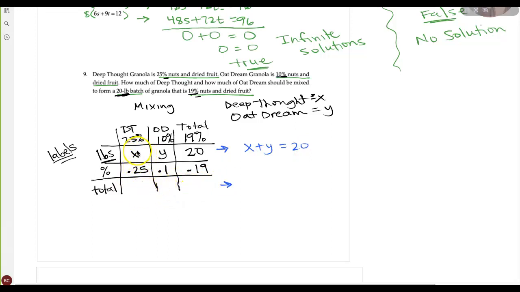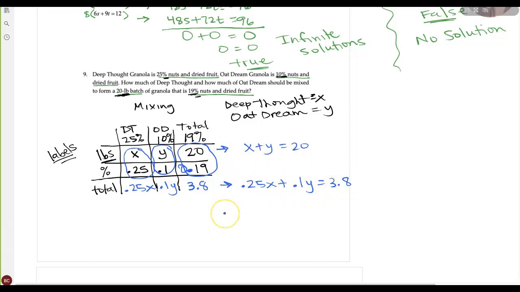And how do I get that? Well, I'm going to multiply these things together. So 0.25x, multiply these together, 0.1y, and then multiply those together. It kind of looks weird there. What is 0.19 times 20? 3.8. And so that's what I get for my second equation: 0.25x plus 0.1y equals 3.8.